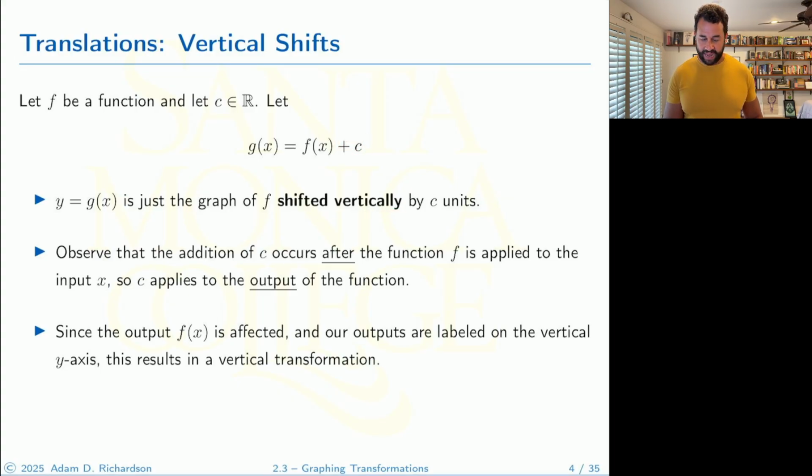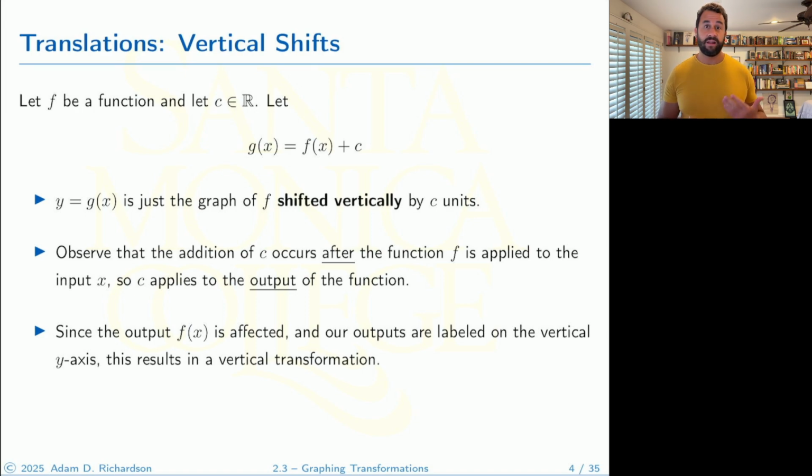So basically we're adding some number to the output of f, and that amounts to a vertical shift in the graph. Now, I want to be very, very clear about this. Notice that the addition of c occurs after f is applied, right? So we're adding c to the output of f. So that means c is applying to the output of the function. And since we plot outputs on the y-axis, that is why we are getting a vertical change. So once again, understanding this function notation is really the critical thing. It's the critical knowledge that you need to have.